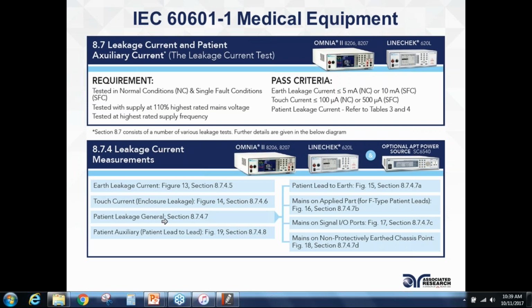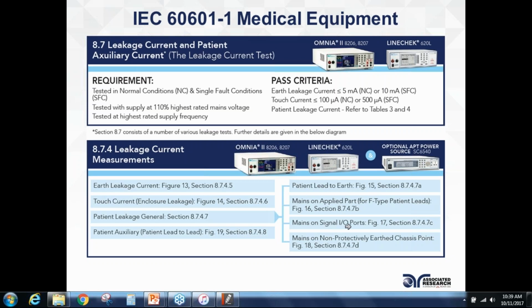Patient leakage general. So this is about all those applied parts that we talked about. That section splits into multiple different sections. You could have patient leads to earth, mains on applied part, mains on signal IO. So think about your product having like an Ethernet card. That's a signal input output section of your product.